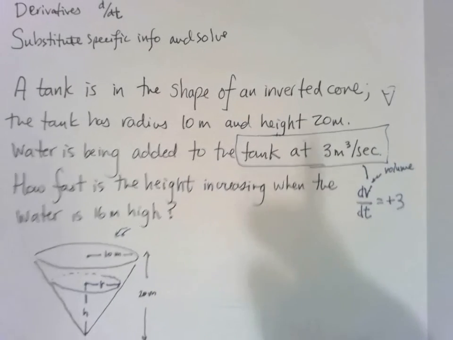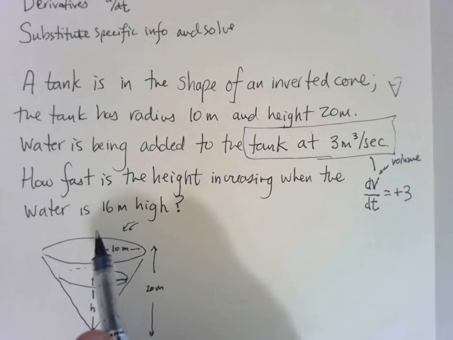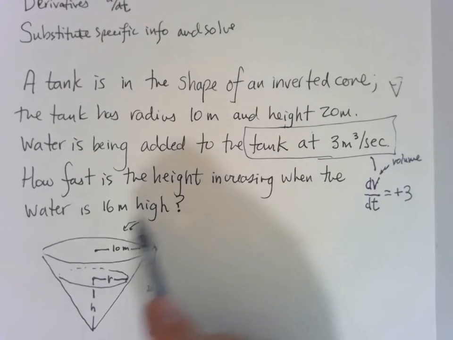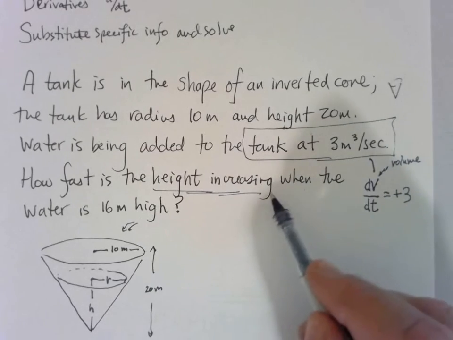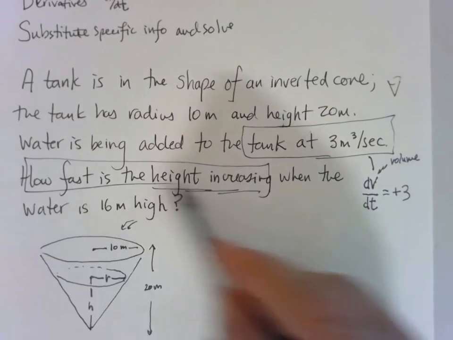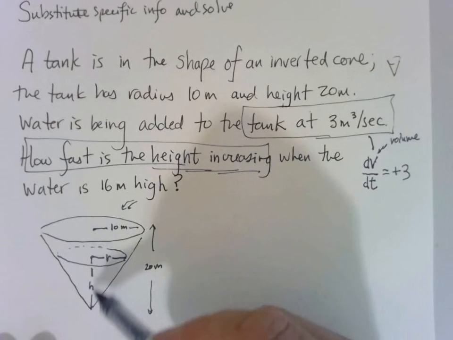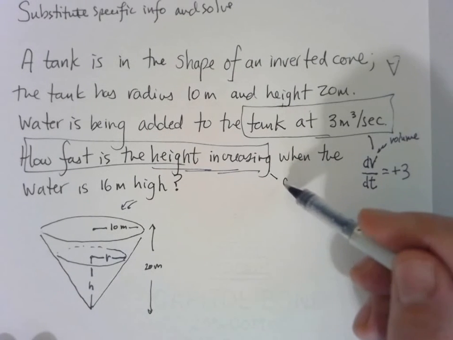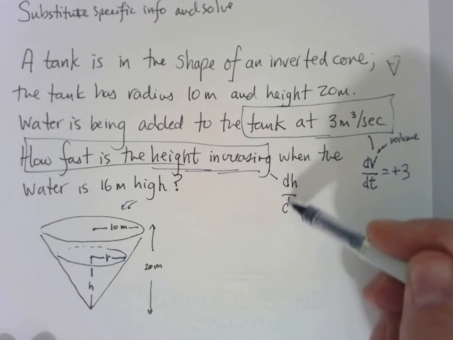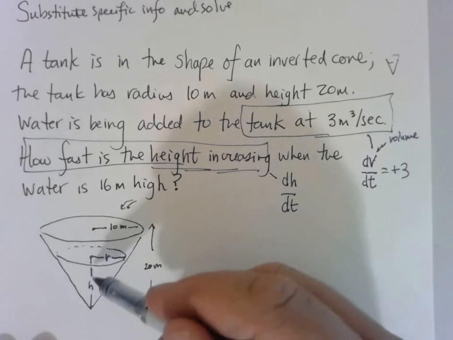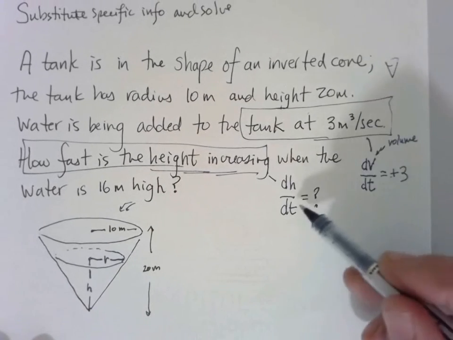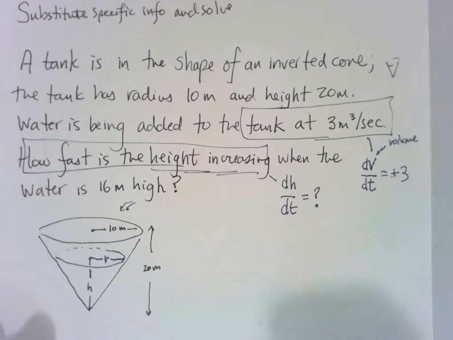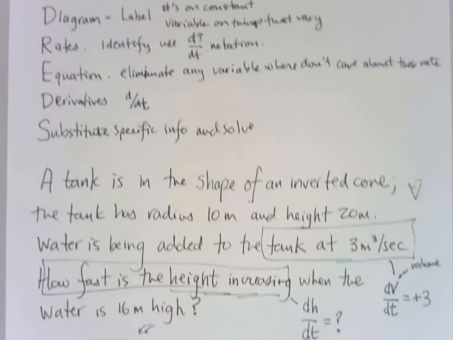The other rate: how fast is the height increasing when the water is 16 meters high? How fast is the height increasing? So there we go, there's my other rate. Height I do have in the diagram. Height is represented by the letter H. So this is dH/dt, the rate the height is increasing, and this is what I'm going to try to figure out. So these are the rates I'm going to have to relate. So I've identified the rates.